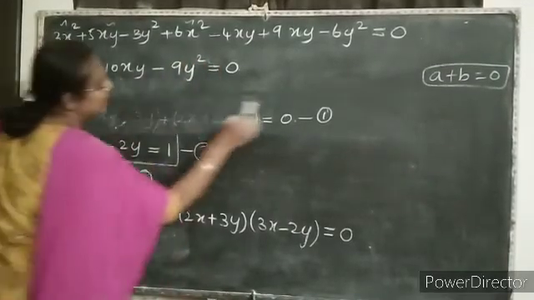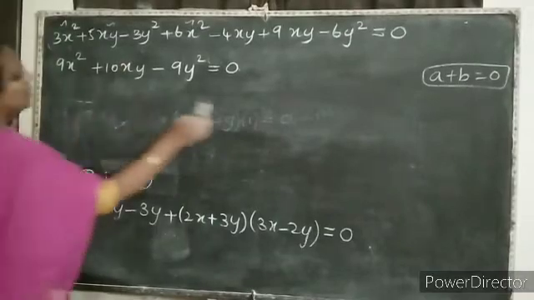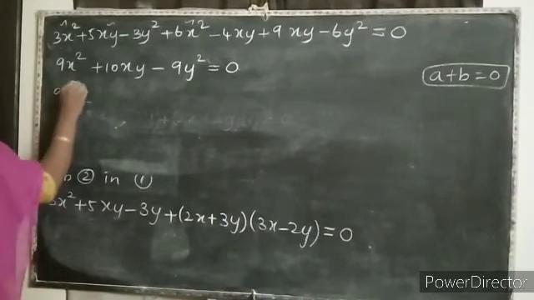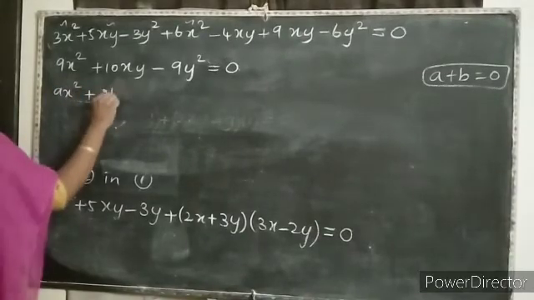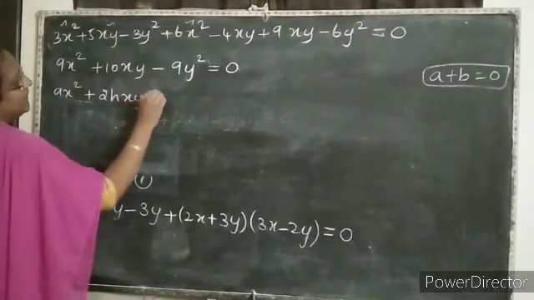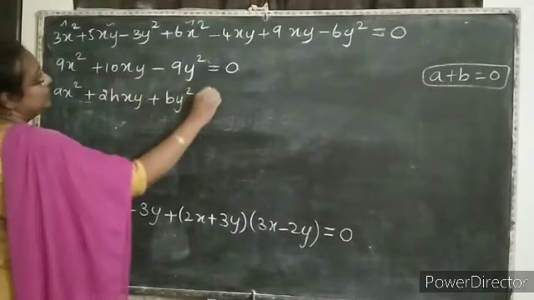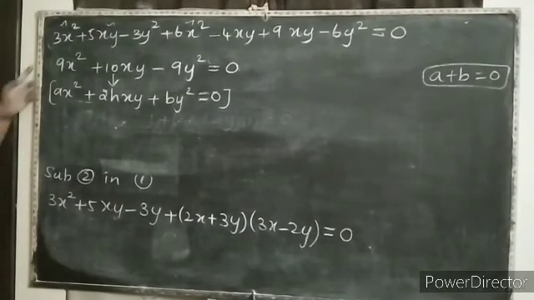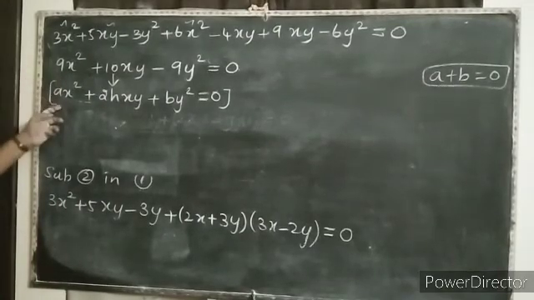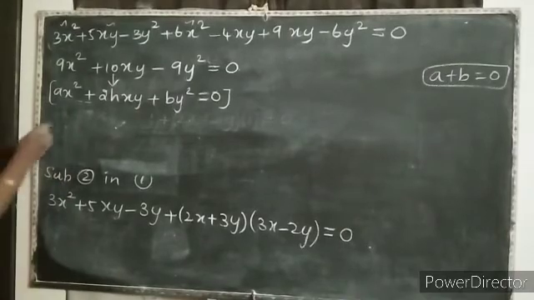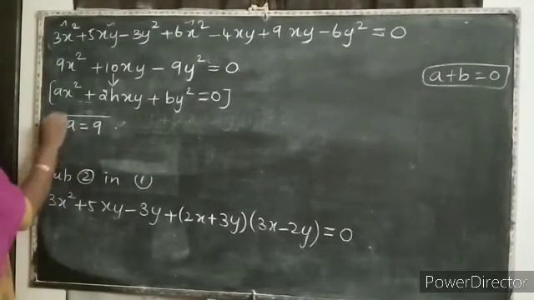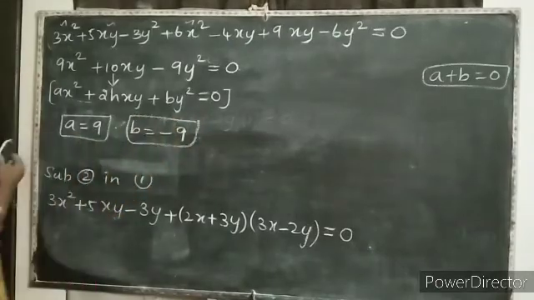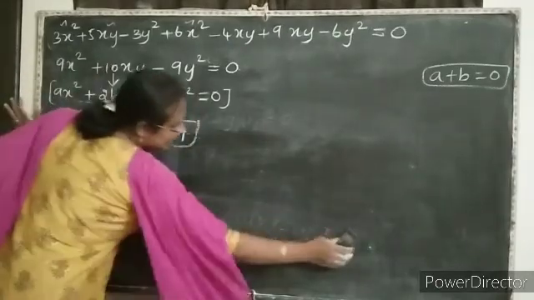Now look into this. We have brought it into the general form. What form now? It is the general form of the combined equation of a pair of straight lines, ax squared plus 2hxy plus by squared equal to 0. Yes or no? Now this equation is of this format. So now easily I am going to compare the values of a and b. So what will be the value of a? It is plus 9. What is the value of b? It is minus 9.